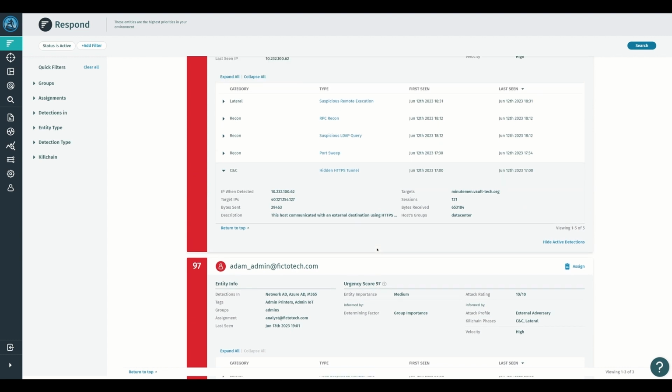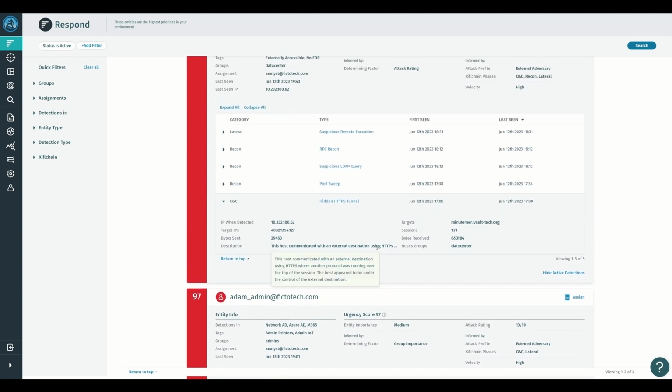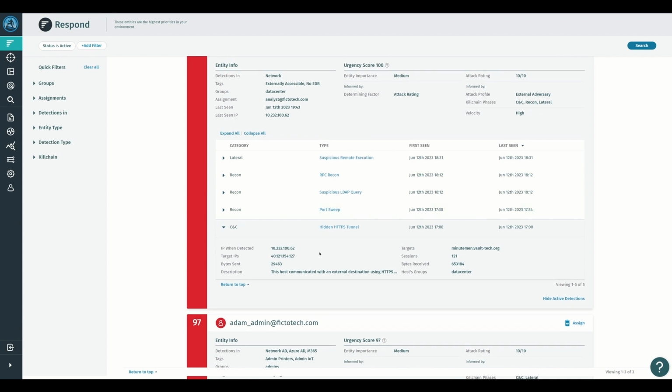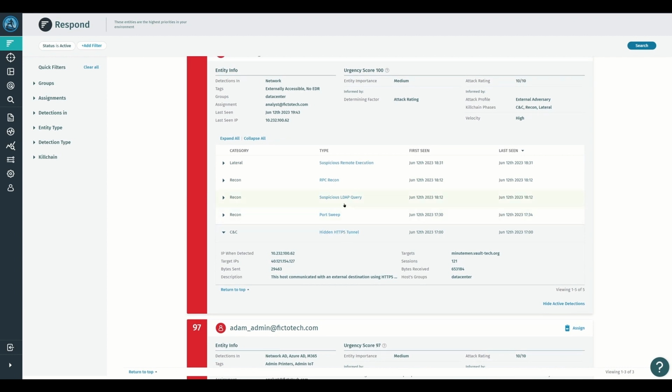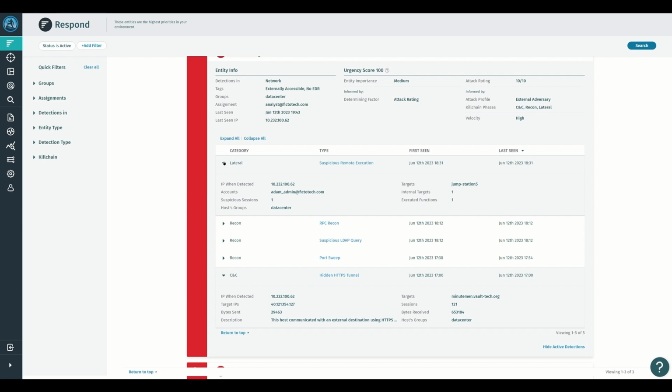For the Fictotech SOC, it was really easy for them to connect the dots and say, this is all related. I'll show you how. This is the marketing server. There's command and control. There's some recon activity. Then there's lateral movement. This is moving to another server in the data center using a live off the land technique. And what I can see is the account that was used in this is AdamAdmin.